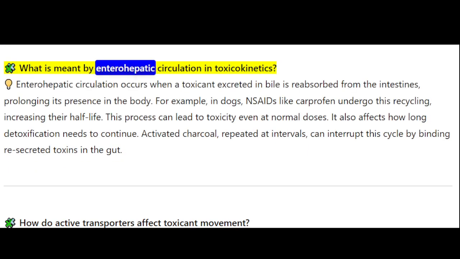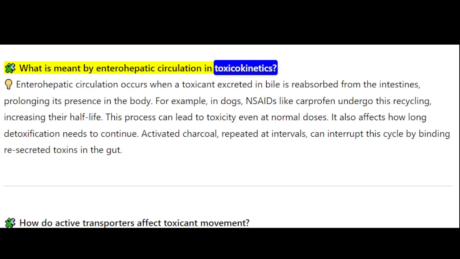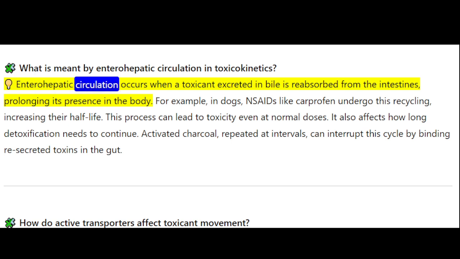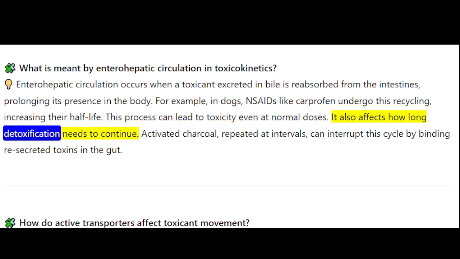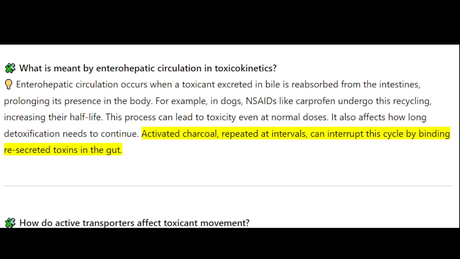What is meant by enterohepatic circulation in toxicokinetics? Enterohepatic circulation occurs when a toxicant excreted in bile is reabsorbed from the intestines, prolonging its presence in the body. For example, in dogs, NSAIDs like carprofen undergo this recycling, increasing their half-life. This process can lead to toxicity even at normal doses. It also affects how long detoxification needs to continue. Activated charcoal, repeated at intervals, can interrupt this cycle by binding resecreted toxins in the gut.